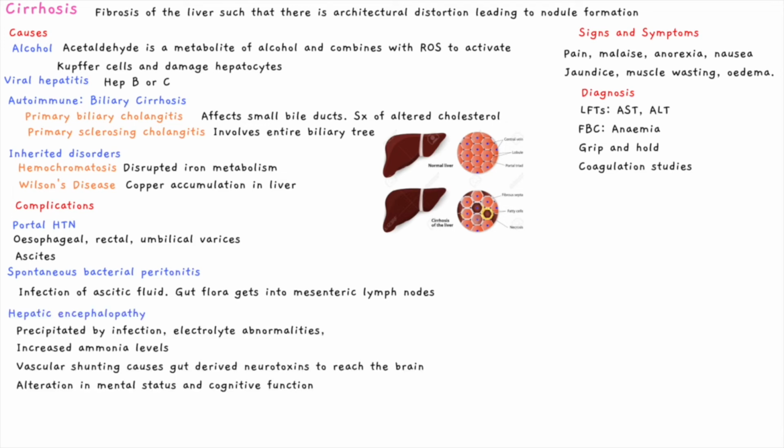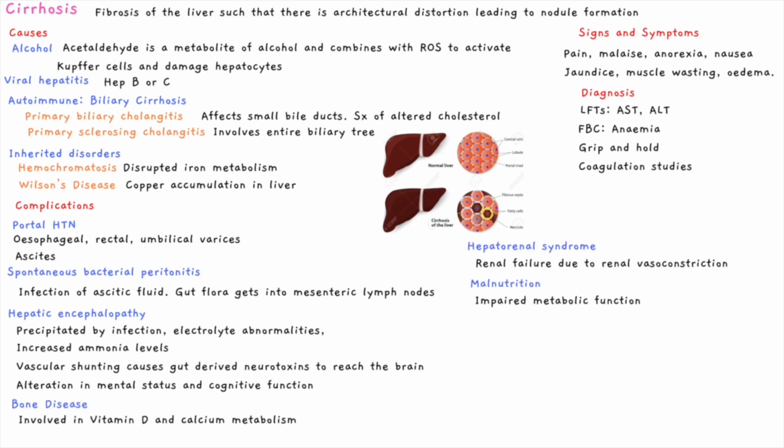Another important complication is hepatic encephalopathy. This is alteration in mental status and cognitive function due to elevated ammonia levels, as it is not cleared by the liver. As portal hypertension causes vascular shunting, gut-derived neurotoxins can end up in the brain. While cirrhosis is the underlying cause, it can be precipitated by infection and electrolyte abnormalities such as hypokalemia.